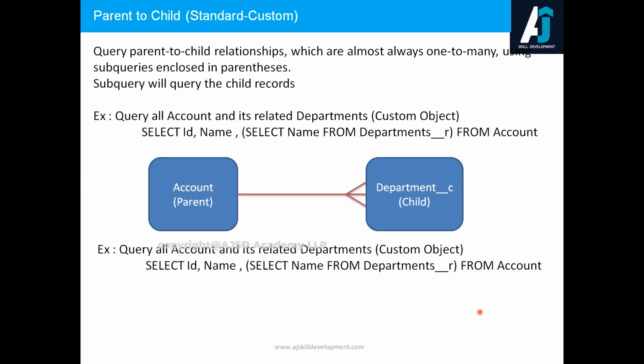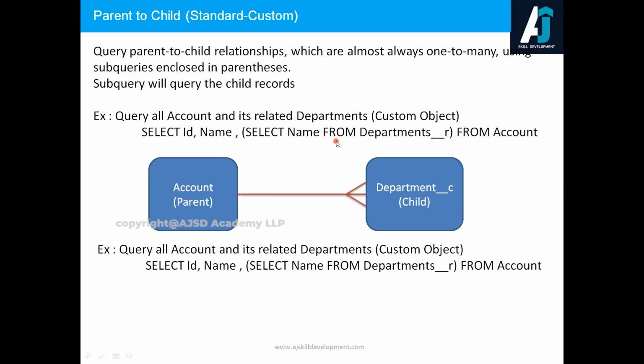You are pretty much aware that we cannot have a custom object as a parent for the standard objects, right? So we can always have a standard object as a parent, and we will be having the custom objects as a child. So as you are pretty much aware from the previous video, we will always be writing a subquery to fetch the child record information.